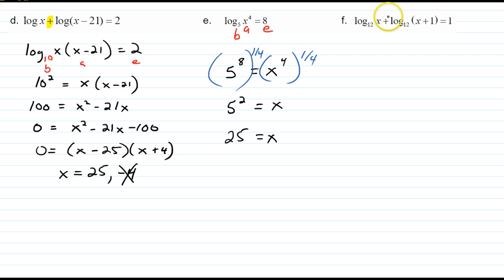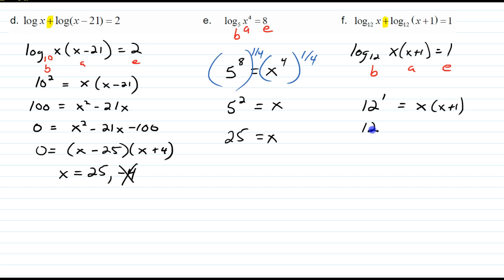And finally, here we see the plus sign, so we think multiply. And so this becomes log base 12 of x times x plus 1 equals 1. We're going to do the same thing that we did over here. We're going to convert that to base answer exponent. And so our base is 12, our exponent is 1. That's going to equal x times x plus 1. So I get 12 equals x squared plus x. Minus 12. X squared plus x minus 12.